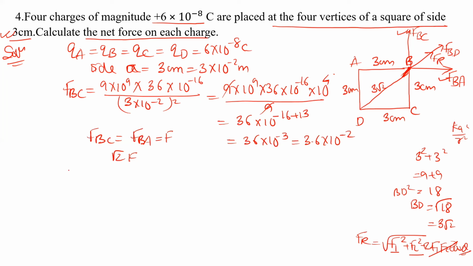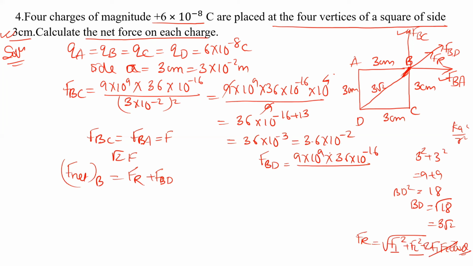And the net force at the vertex B is the resultant of F_A and F_C plus the force on B due to D. So we need to calculate the force on B due to D. It will be the same: here you will have 9 into 10 to the power 9, and 36 into 10 to the power minus 16. In the denominator you will have the distance, which is 3 root 2 centimeter, that is 3 square is 9 into 2, into 10 to the power minus 4.